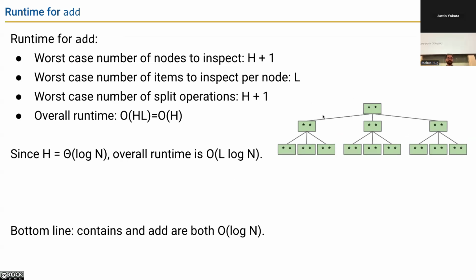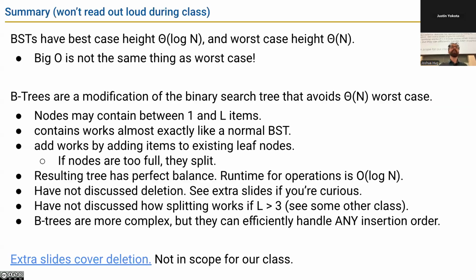Add is very, very similar. I'm not even going to say it out loud. The worst case is you have to do 1 split operation per level. But the bottom line is that both of them are log N. That's the summary of what we had last time. Here's the longer summary. I'm not going to read this out loud, but if you could read this slide later and all of it makes sense, then you've digested most of what B trees are all about. So that's where we left off last time.